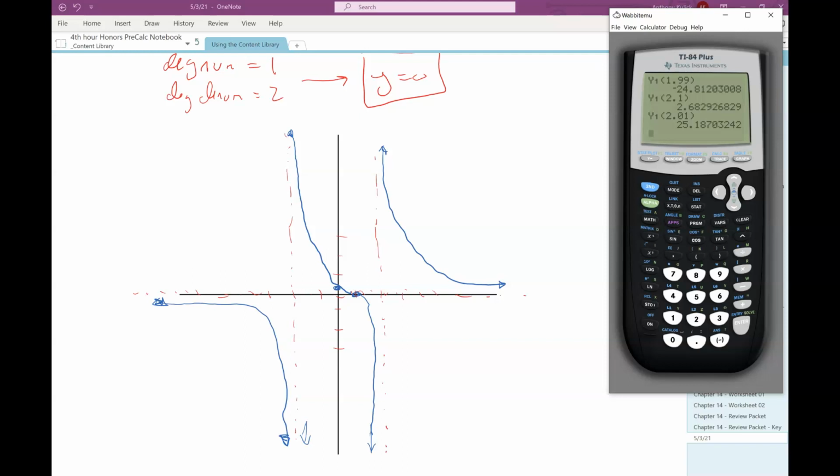Everybody happy with what we did there? Again, we didn't generate any kind of XY table. I didn't want to get 3 points on either side of each asymptote, which is probably what we did in your Algebra 3-4 class. This is a little bit cleaner because what we're actually looking at is we're evaluating the limits.